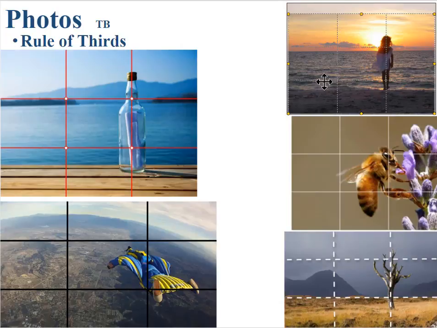Anyways, and so this image over here, the girl's face, or her head, I suppose, is on the third convergence over here. And so on this third and on that third, the horizon is approximately on the third. This dark line on the bottom is almost on the third. The bee's eye is on the third convergence, both vertically and horizontally. The tree is on the third, the horizon's on the third, the top of the mountains is approximately on the third. This one, the horizon is sort of on the third.